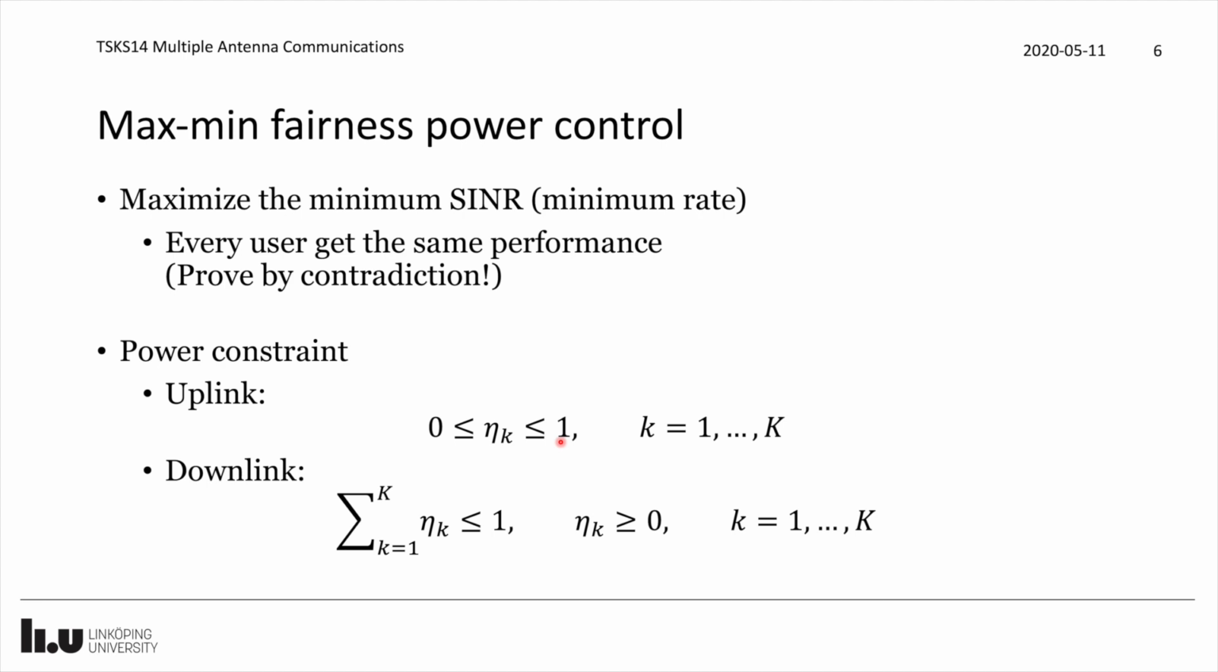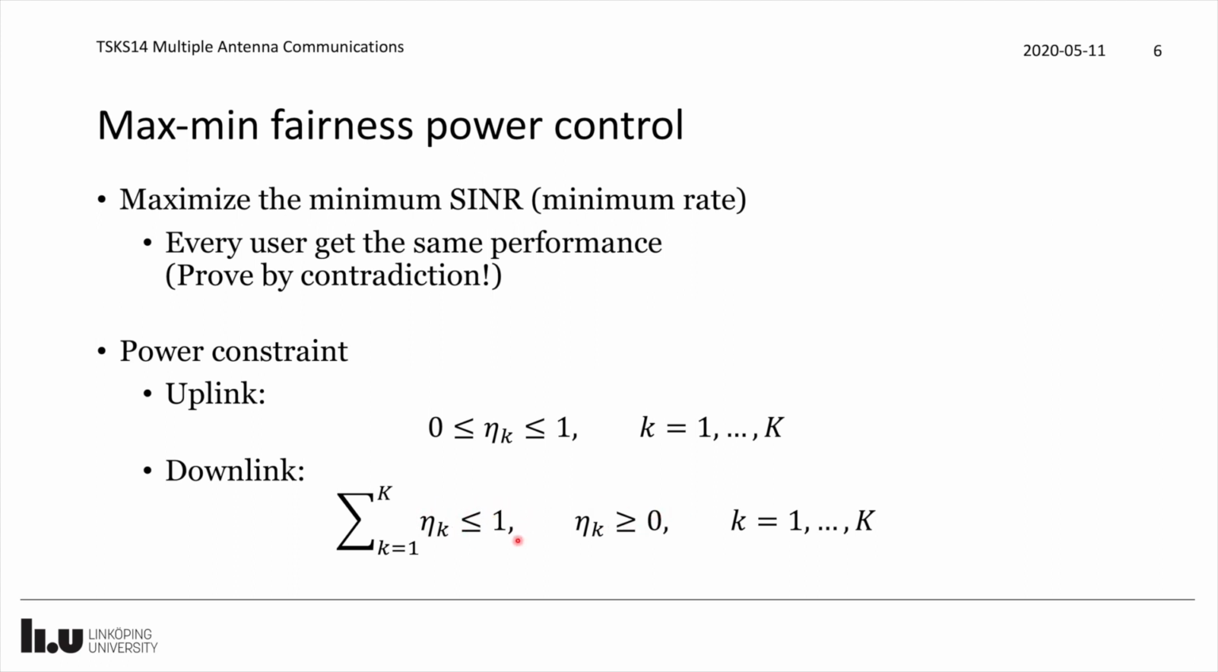So the trade-off rather comes into what SINRs we can achieve at the same time, where we can end up in our rate region. So this is our power constraint: eta k should lie between 0 and 1 for all of the users. In the downlink, it's different because the base station has a maximum power rho downlink, and then it needs to allocate it between the different users. Every user should get a value eta k, a fraction of the total power, which is greater or equal to 0, and the sum of it should be smaller or equal to 1.